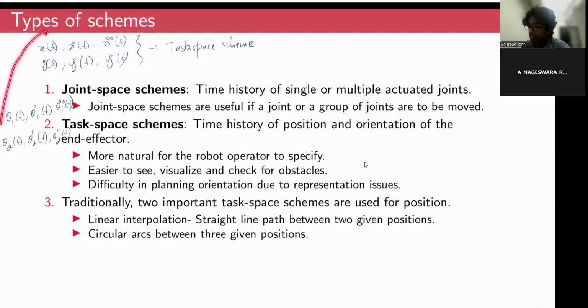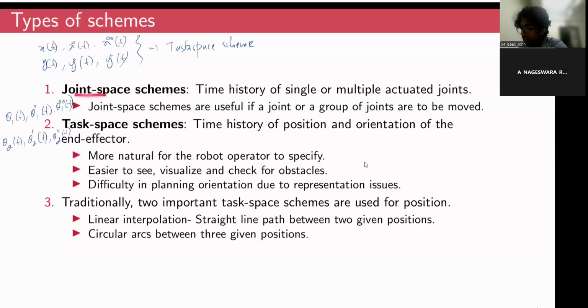So with either of these schemes, you can basically derive the trajectory. Depending upon what scheme you are choosing, it will have different implications or different effects on how the robotic arm would move. So let's see how it basically looks.